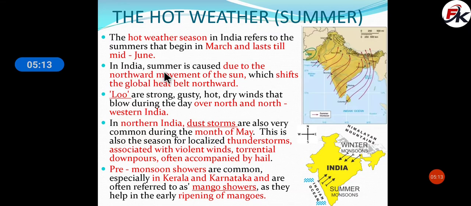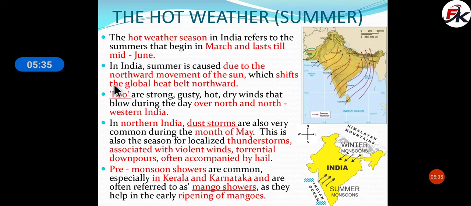In India, summer is caused due to the northward movement of the sun, which shifts the global heat belt northward, from the south to the north.